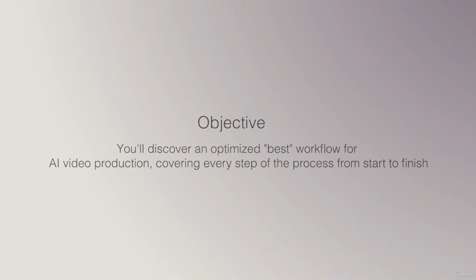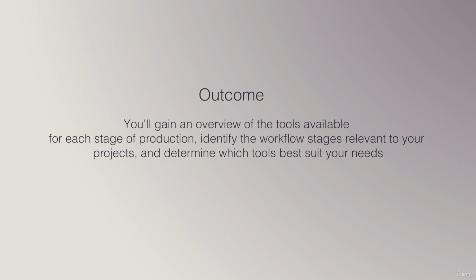We're going to jump into the screen in a moment and we're going to create an AI video from scratch, from idea generation all the way through to completion to a very high quality, using every stage in the workflow that I've mentioned. So the objective for this lesson is to see what the longest version of the best workflow would be. In the outcome, you're going to know what these tools are for each stage, just an overview at this point, and probably what you're going to need for your projects, what steps you need and what steps you don't.